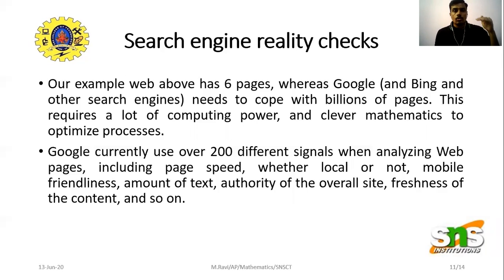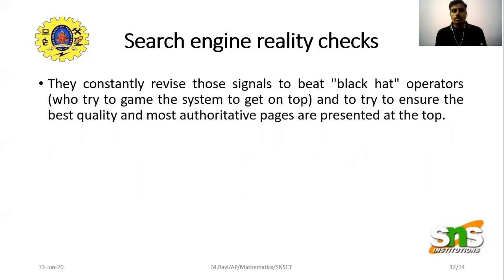Google currently uses 200 different signals for web pages, including page speed, keywords, and so on. They constantly revise those signals to beat black hat operators. What are black hat operators? Those who try to game the system to get on the top. So they keep constantly revising those signals. That's why the Google search engine is at the top while searching for anything. Most people search in Google, which is why they prefer Google for searching anything. Okay, so this is the main purpose.